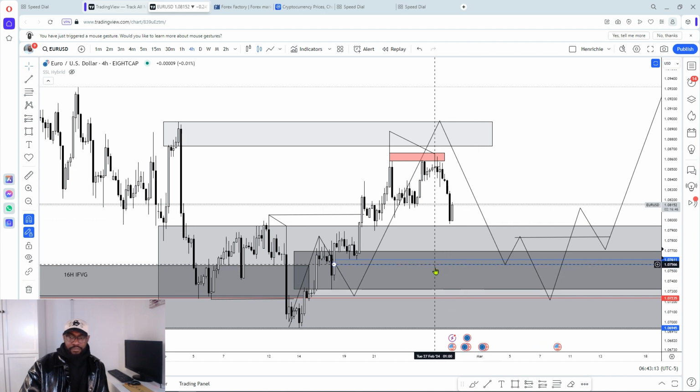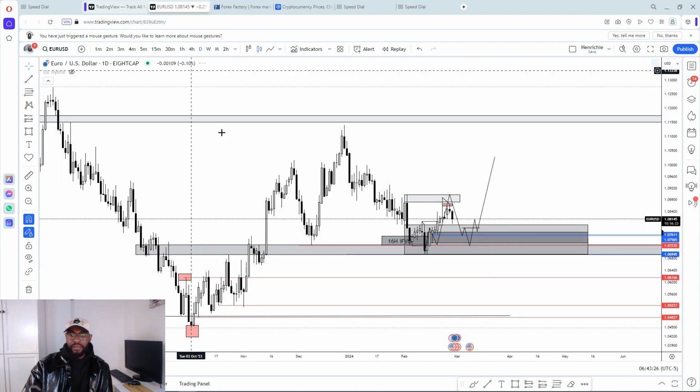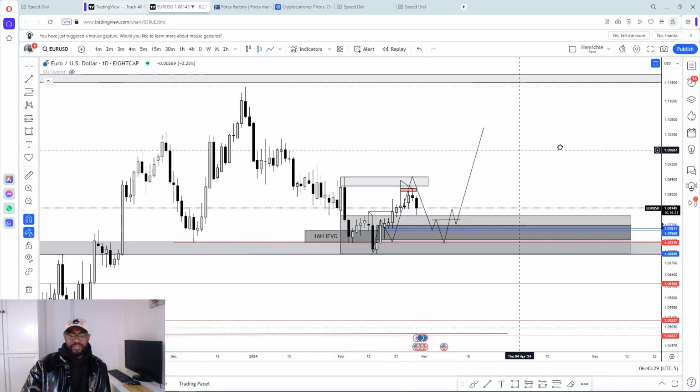And once we find support somewhere, probably around here, or this low gets swept, this right here will be a very easy target for price to rally above this high, smash through it, and continue trending to the upside, right? So that is what I'm looking forward to seeing in the marketplace.